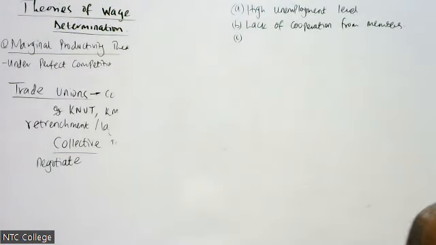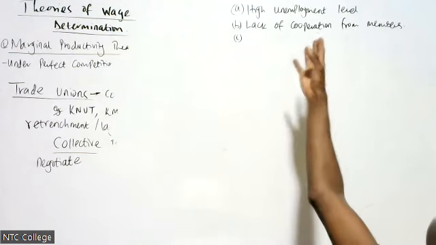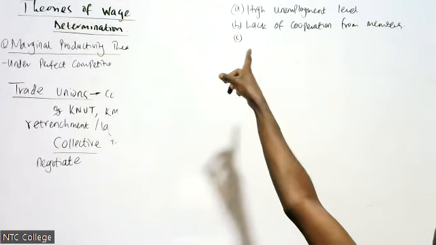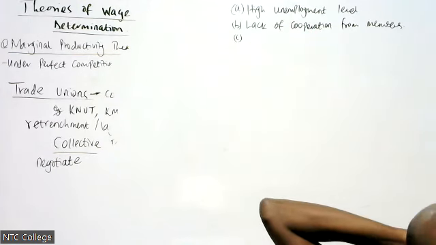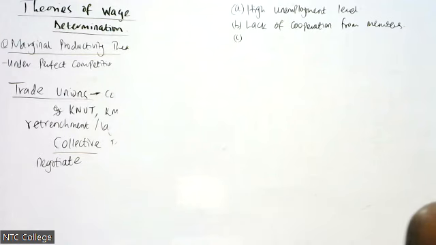That was a second reason. But the third one, C, lack of adequate funds. So the second one, of course, I have said, lack of cooperation from members. The third one, C, lack of adequate funds to compensate members while on strike.